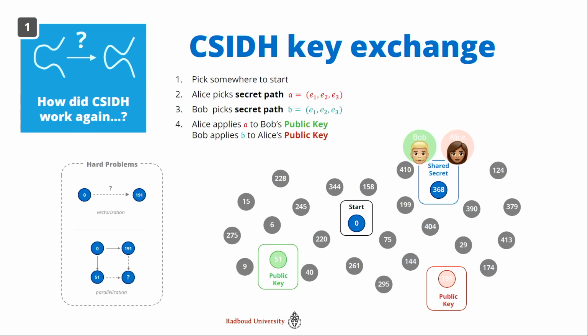How do we formalize that a bit more? Well, we can define 2 hard problems, actually. The first one is factorization, which is if you would just have this start and the public key, for example, 0 and 191, would you be able to get this secret path of Alice? And the second one is the parallelization, which says, let's say you have the start and the 2 public keys, would you be able to derive this shared secret?